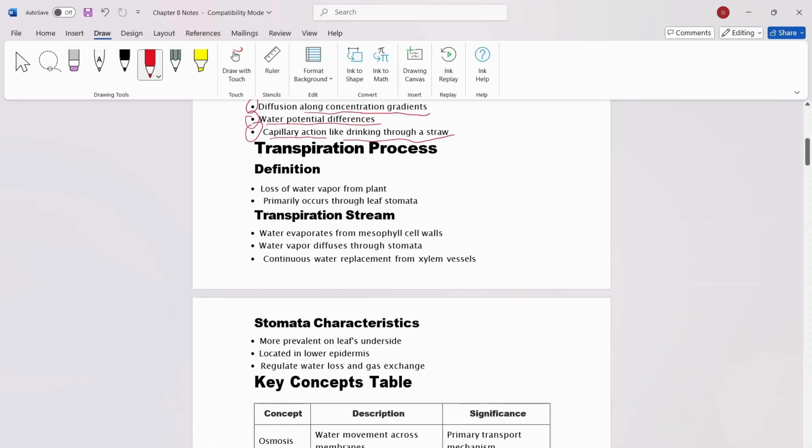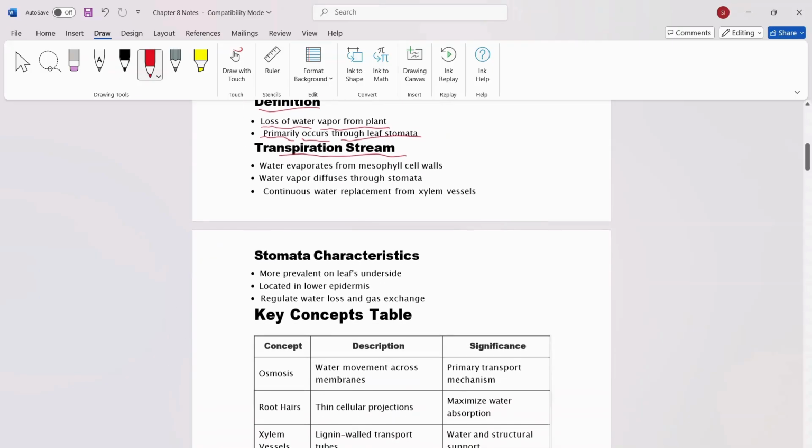Let's talk about the transpiration process. The definition is loss of water vapor from the plant. It primarily occurs through leaf stomata. Transpiration stream: water evaporates from the mesophyll cell wall, water vapor diffuses through the stomata, and there is continuous water replacement from the xylem vessels.